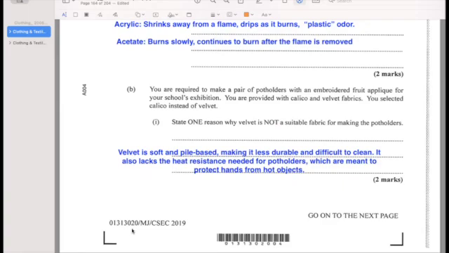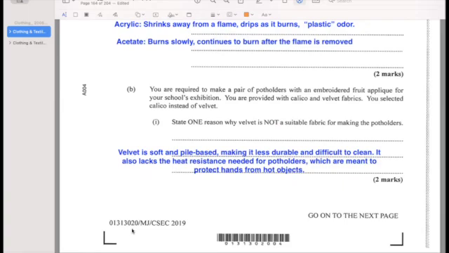Next, you are required to make a pair of pot holders with an embroidered fruit applique for your school exhibition. You are provided with calico and velvet fabric. You select calico instead of velvet. So the question asked: state one reason why velvet is not a suitable fabric for making the pot holders.